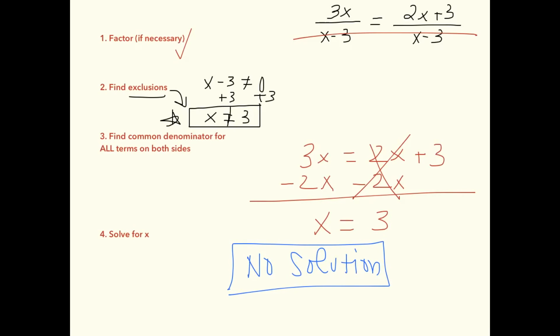So what I want you to do now is to remember these steps and use your notes to try the examples on the back. It's okay if you get them wrong. We're going to do them step by step in class, but you have plenty of room to try it and make mistakes and then write what we do together in class on the other side. Remember to factor if you need to. Find your exclusions. Find the common denominators for all terms on both sides, just like we've been doing before with adding and subtracting rationals. And then find x. And then don't forget to check if your answer happens to be one of those that it's not allowed to be. Then we would write no solution.